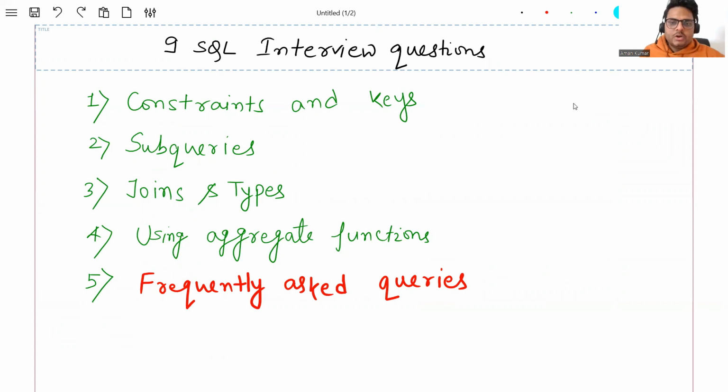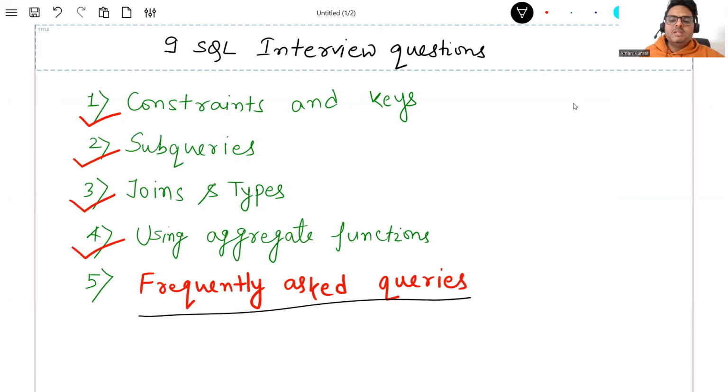So guys, we are not going to only see the theoretical parts, we are going to see the practical aspects as well. Here are some of the questions. For example, they will check you on constraints and keys. We will see this in MySQL Workbench. We will see subqueries, joins and types, and aggregate functions. Most important, we will see 5 or 6 different queries that you can expect in any SQL interview. These are some famous queries for interviews.